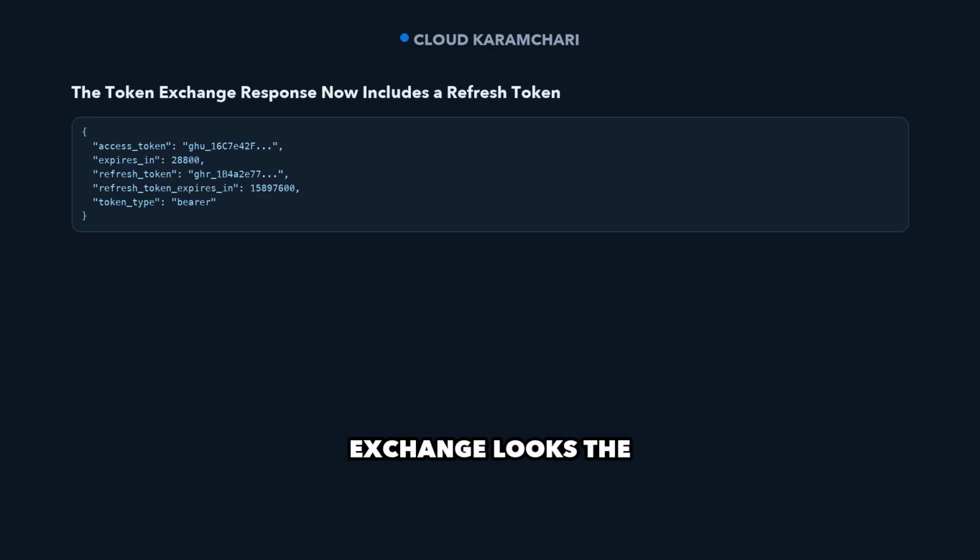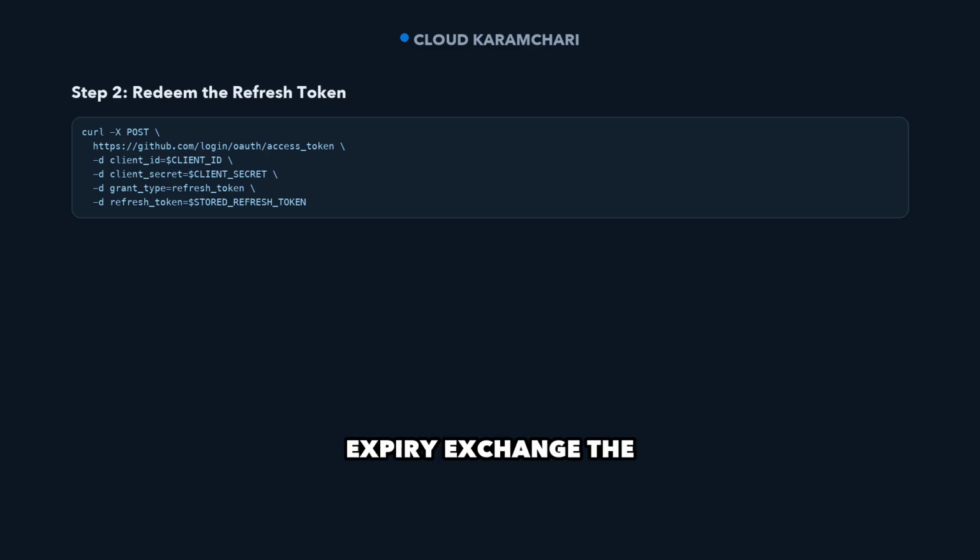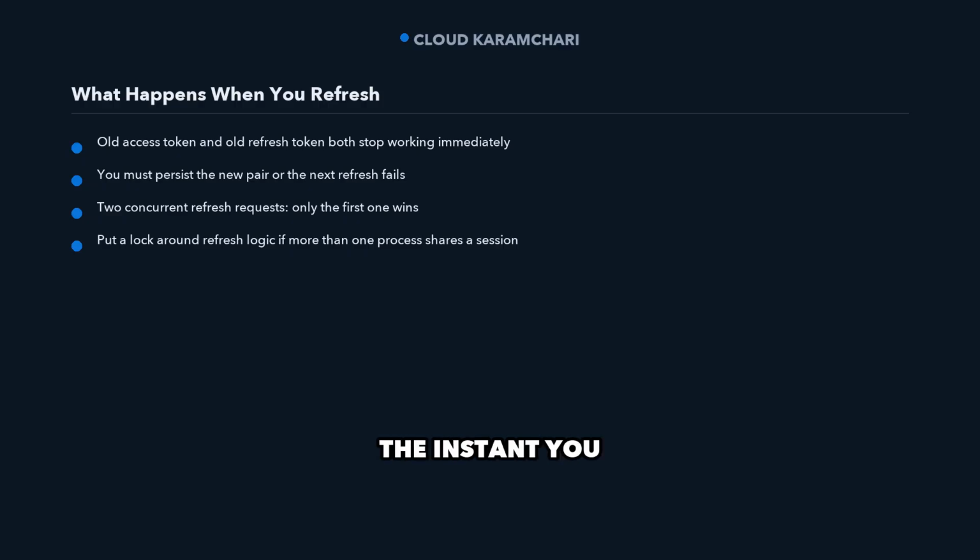The initial code exchange looks the same as before, but the response now carries a refresh token and both expiry values. Store all 4 fields, don't just keep the access token like your old code probably does. When the access token is near expiry, exchange the refresh token for a new pair with this request. You get back a brand new access token and a brand new refresh token in the same shape as before. The old token pair is dead the instant you refresh.